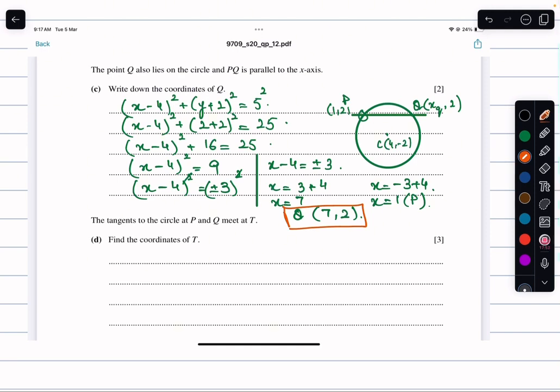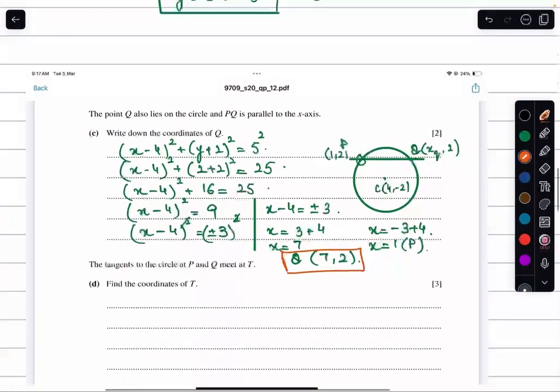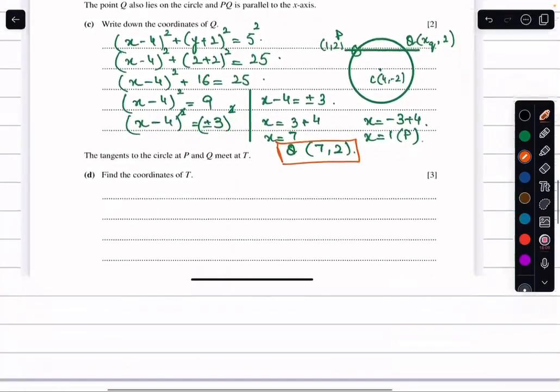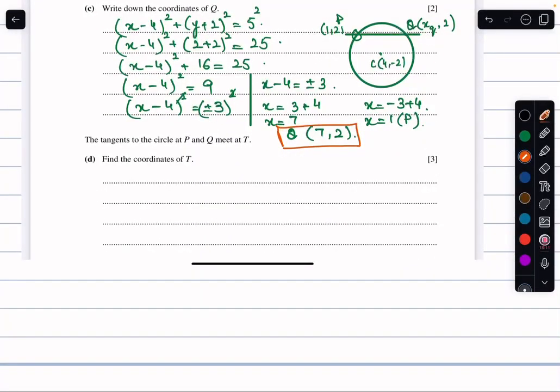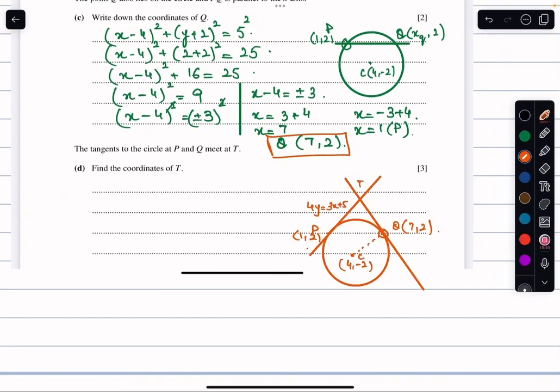The tangents to the circle at P and Q meet at T. Find the coordinates of T. So the tangents at P and Q are meeting at a point T. So that means if I just make the circle again to understand what is happening here. The tangents to the circle at P and Q meet at T. So we have the diagram in front of us.